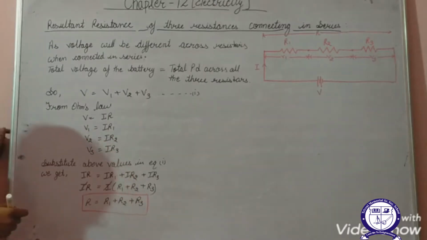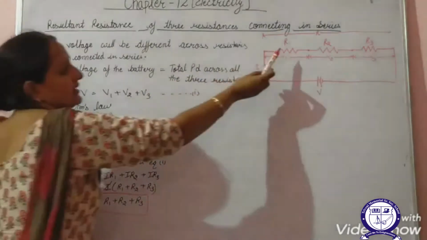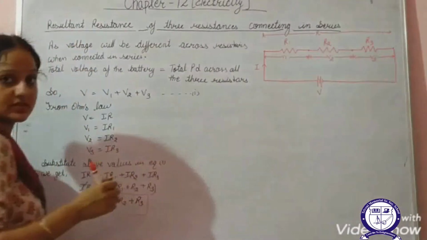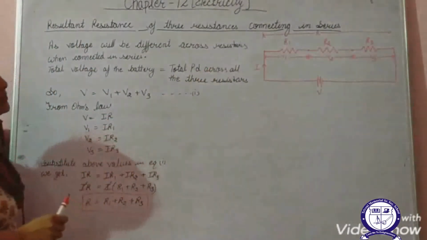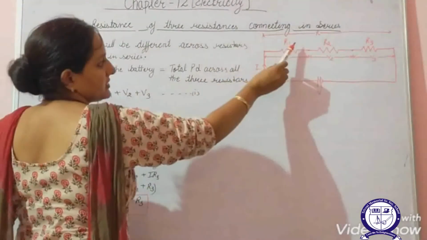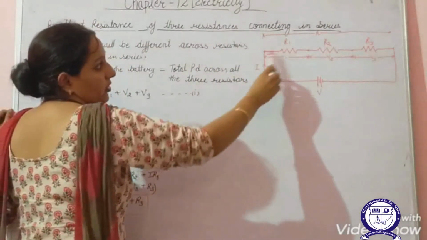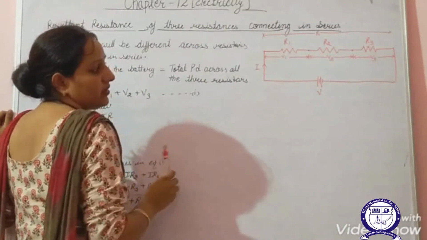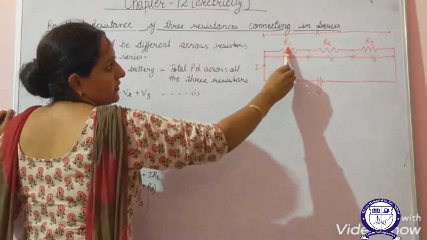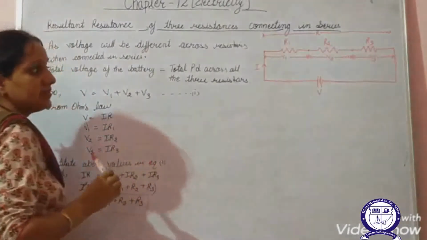Next is the resultant resistance of three resistances when connected in series. That means if we connect three resistors in series, what will be the total, equivalent resistance? Now here I have connected three resistors having values R1, R2 and R3. They are all connected in series with a battery of V volt. Now let R be the total resistance of these three resistors when connected in series.